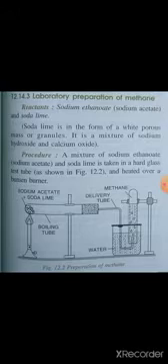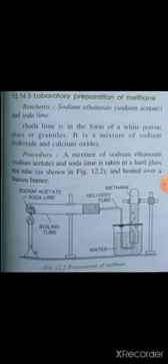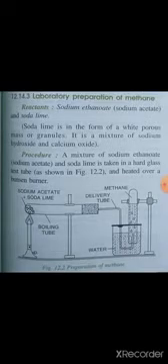Another reactant is soda lime. Soda lime is in the form of a white porous mass or granules. It is a mixture of sodium hydroxide and calcium oxide. When we mix sodium hydroxide and calcium oxide, soda lime is formed. And when the soda lime is treated with sodium ethanoate and the mixture is heated, then methane gas is formed.